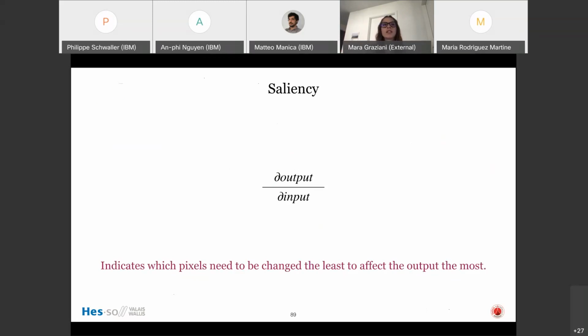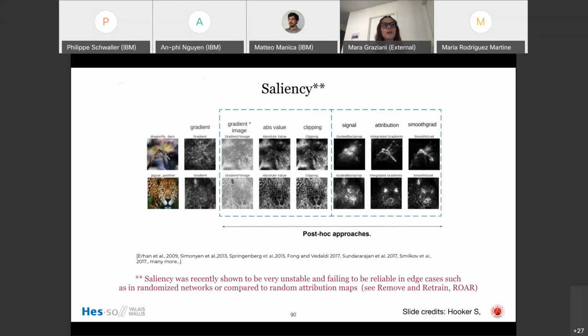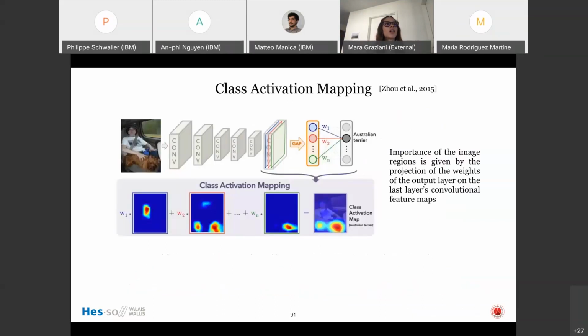Now, one main criticism to this was that saliency was shown to be quite unstable and unreliable in edge cases. So, for example, in networks with randomized weights, or even when compared to a random attribution map. And if you want to dig in a little bit more, you can have a look at the paper Remove and Retrain that evaluates specifically all of these saliency techniques. We can have now a look at the class activation mapping.